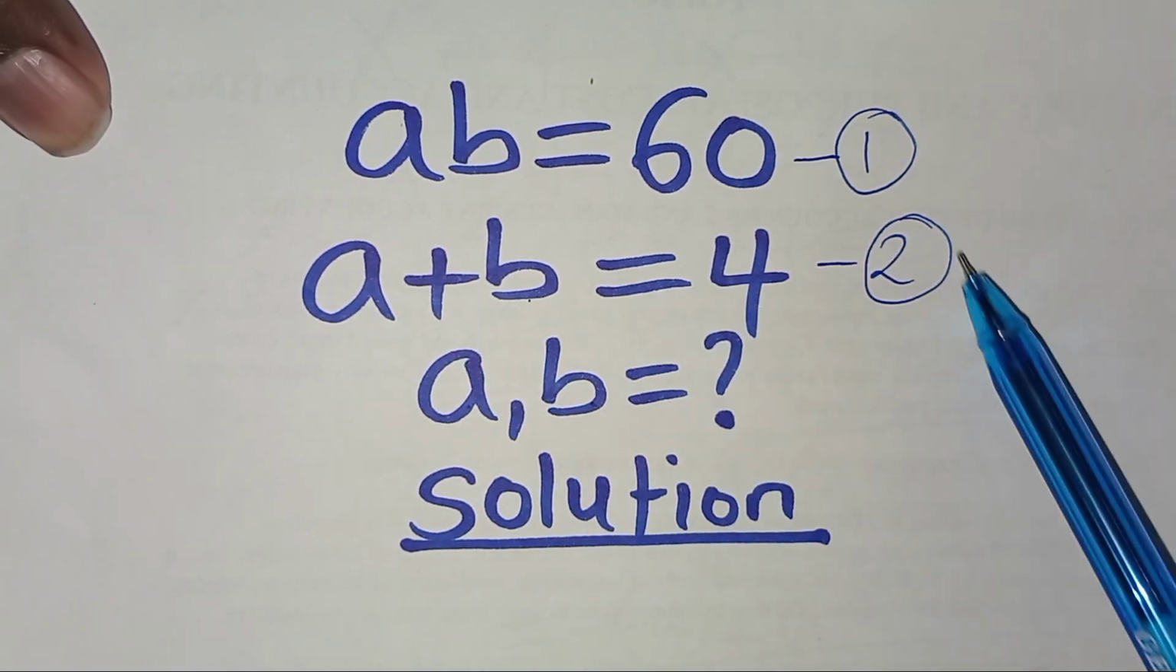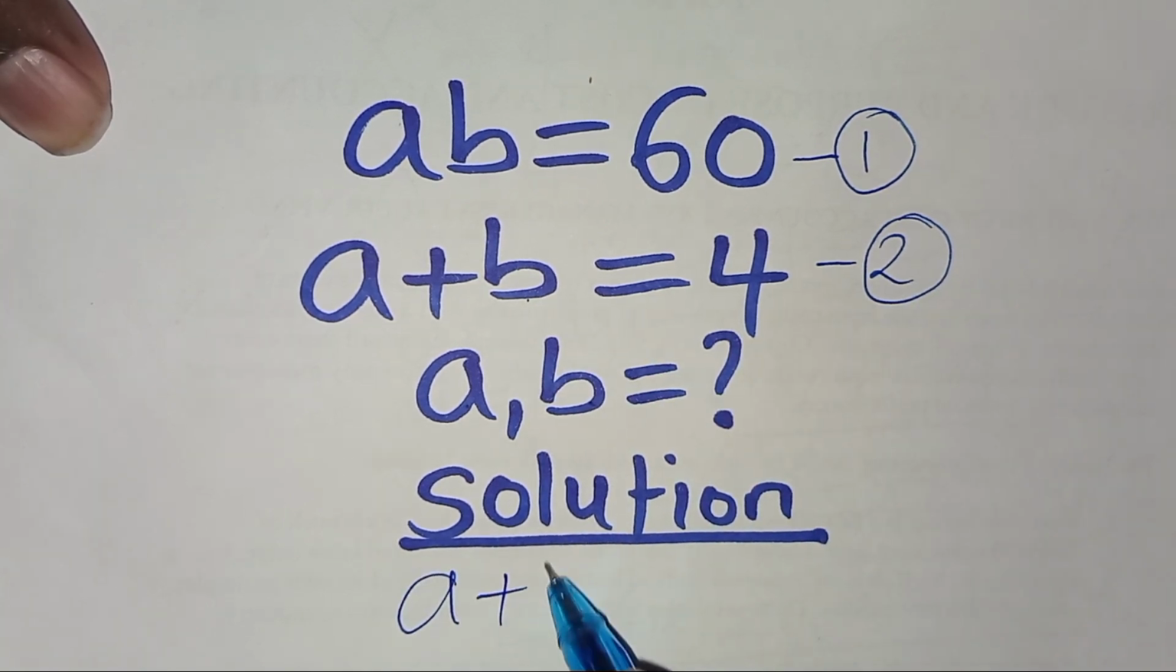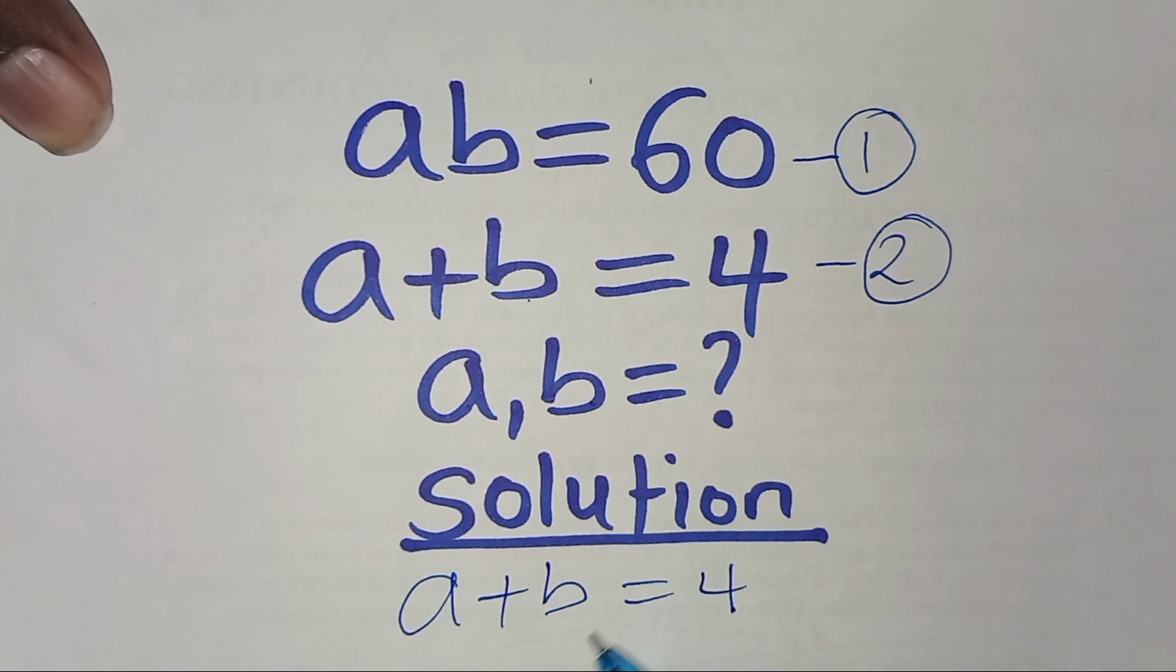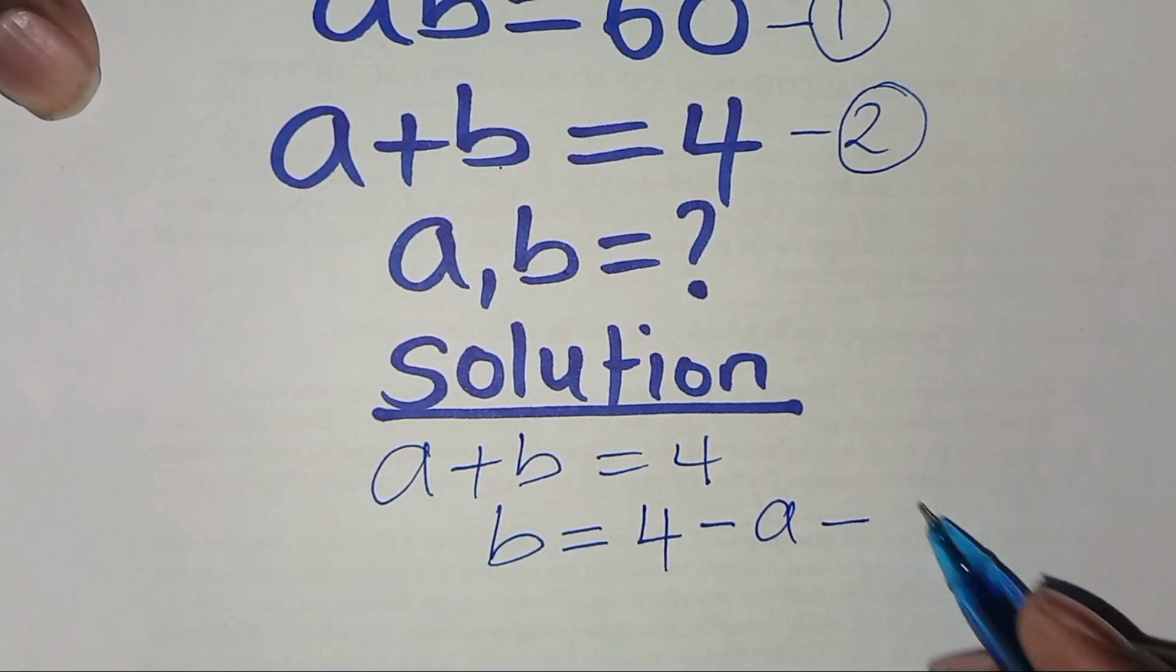Now, solution. Here, we have A plus B in equation 2. Let's make B the subject of the formula. We have A plus B is equal to 4, so B is 4 subtract A, and let's call this equation 3.